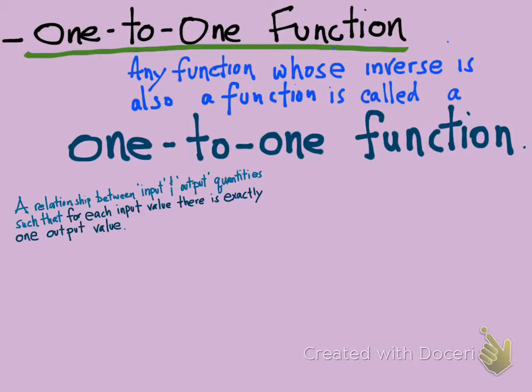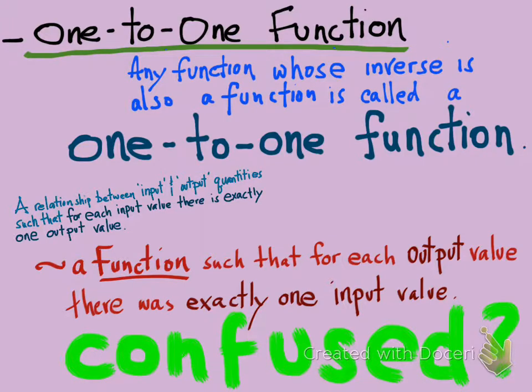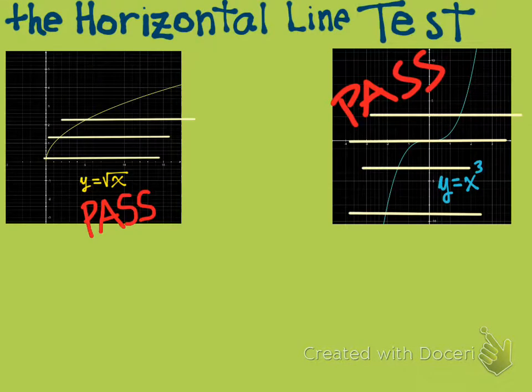So we have this definition of a function: for each input, there's exactly one output. And the formal definition of a one-to-one function is a function, so it meets that first part, but for each output value, there is only one input value. Again, we're just layering on this high academic language, and if you are confused by this, don't worry. There is something easily graphic and visual for one-to-one functions, and it's called the horizontal line test.